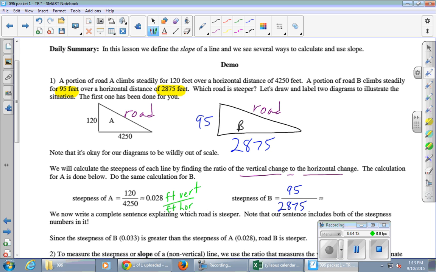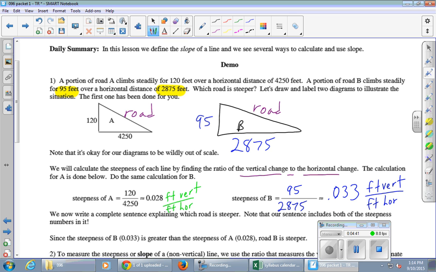All right, who's got a number for me? Louder, Aneri? 0.033. Thank you. Okay. And let's get those same units. I don't think about these units that often, but I'll just put it here. That's 0.033 feet vertically for every 1 foot horizontally.